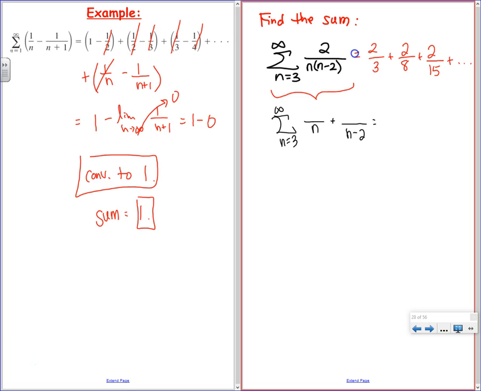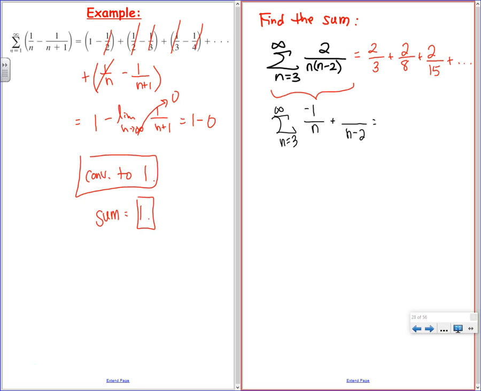Remind me of the shortcut. Cover. Corey, focus. Remind me of the shortcut. Cover what? Plug in what? 0. I'm covering up n, so I plug in 0. 0 minus 2 is negative 2. 2 over negative 2 is? Negative 1. Oh dear, I heard so many wrong answers first.